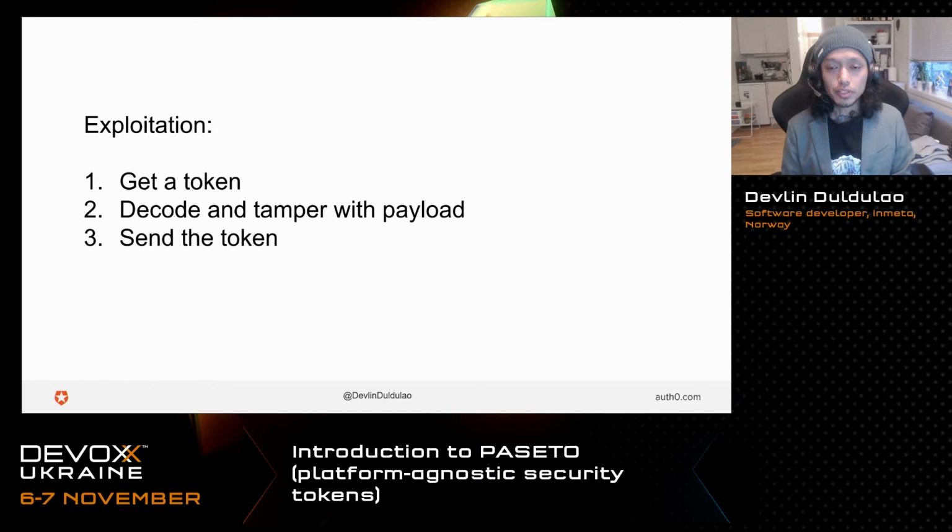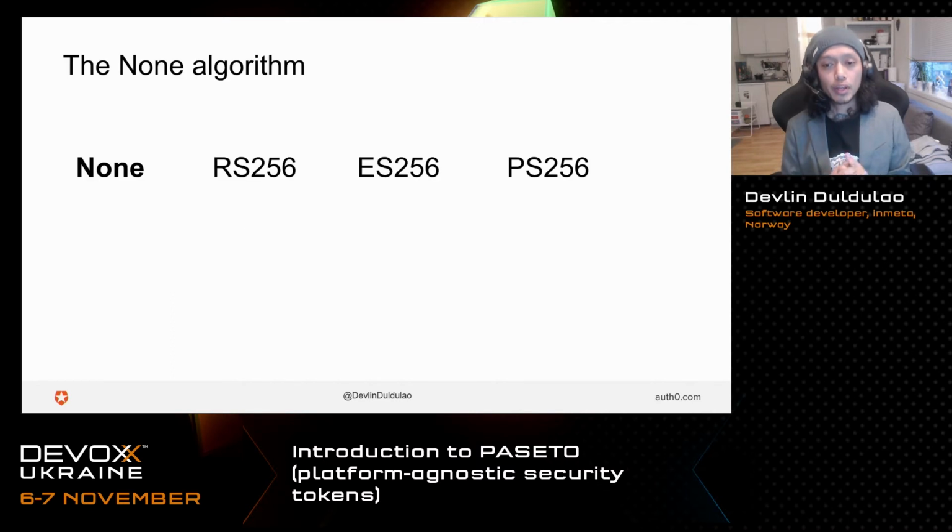Another exploitation that you can see in JWT is the none algorithm. None used to be supported by default in a few libraries. Basically, none means don't sign the token. So that's the meaning of none. And the exploitation here.